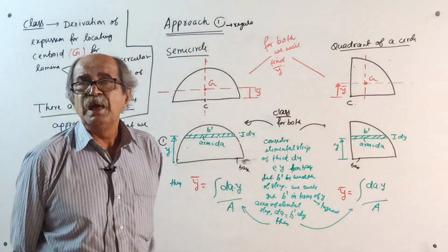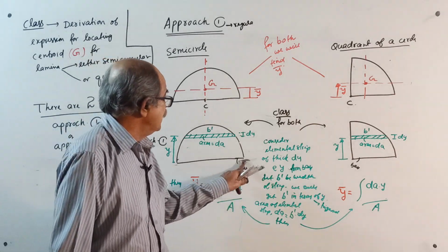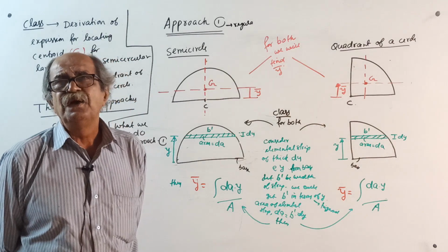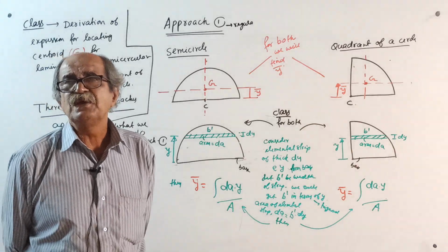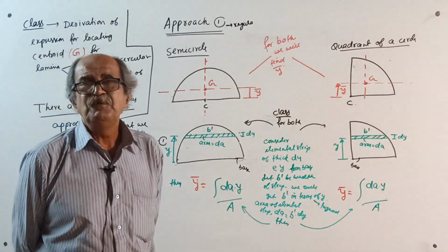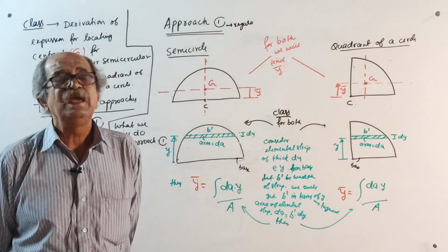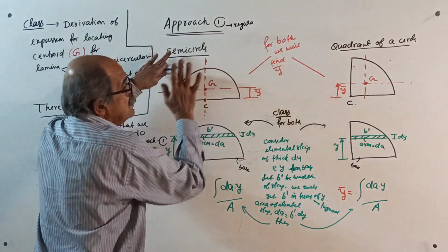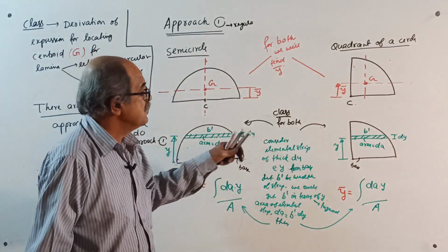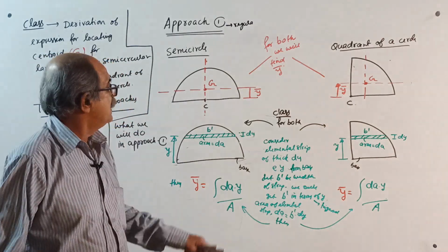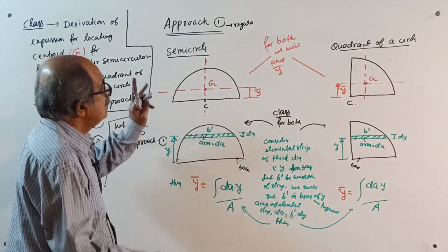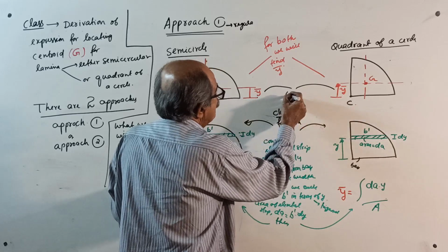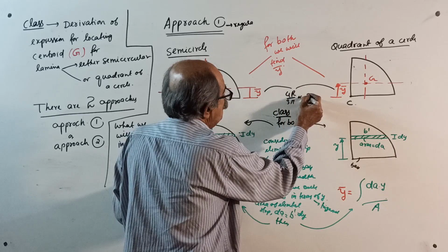Basic derivation, simple approach. The only problem is that during integration you require the method of substitution. You get root of r square minus y square, and y outside. Let r square minus y square equal to t; differentiating, we write 2y dy equals dt. That I will tell in the class. This is a very simple approach, but integration has a little problem. I will clearly explain the integration for you. You will get both y bar in terms of radius: 4r by 3 pi, or 2d by 3 pi.